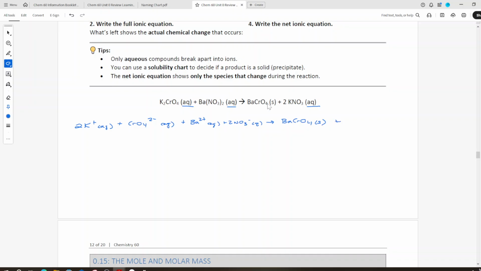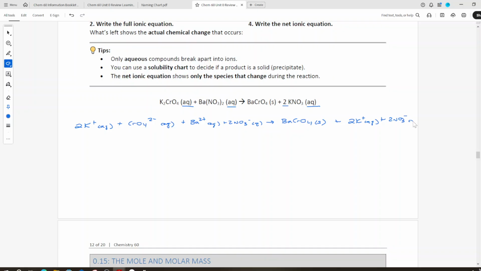And then I have this 2 out here. So that's showing me that I have 2 of everything in this compound. If there were subscripts as well, so if this was like K2, you would have 4 potassiums, but I just have 2 potassiums that are aqueous. And then I have 2 nitrates.